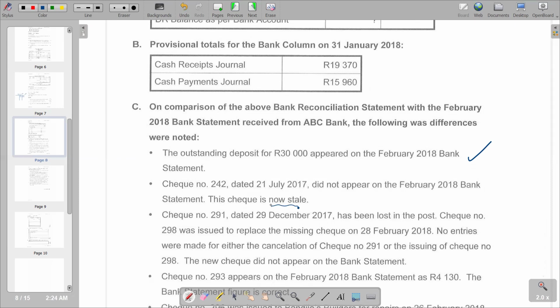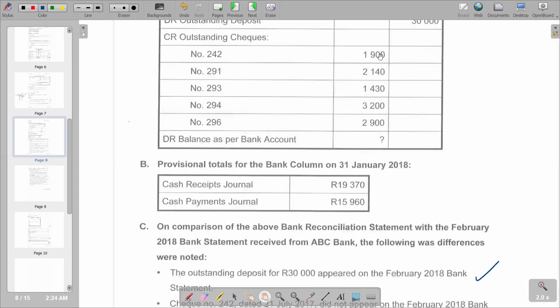So how do we remove it? We remove it by entering it in the cash receipts journal. If you refer back to check number 242, you see it's 1,900. It's already appearing in the cash payments journal, so by removing it, we put it in the cash receipts journal. So we go to the other section, 1,900.